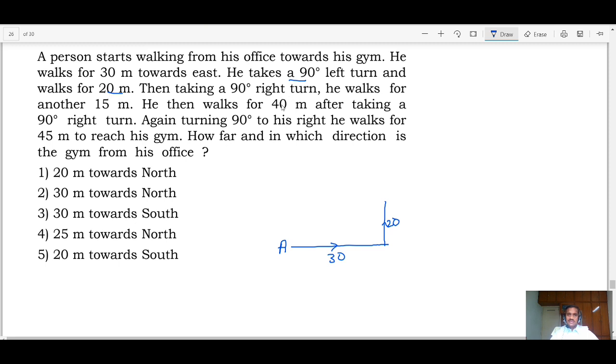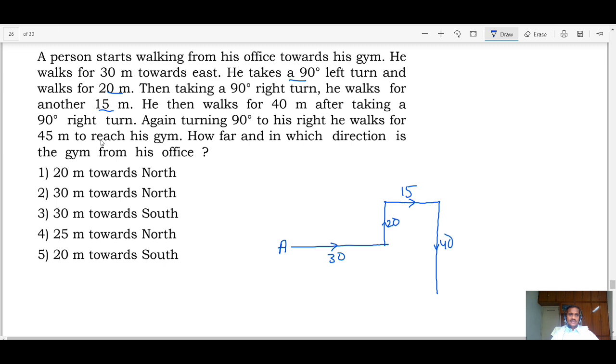Then a 90 degrees right turn. From here he walks for 15 meters. He then walks for 40 meters after taking another 90 degrees right turn.